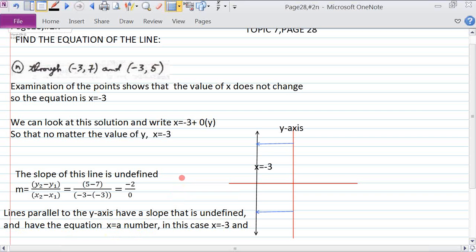In other words, if a line has a slope that's undefined, it's parallel to the y-axis, and the equation of the line is x equals a number. In this case, x equals minus 3. Supposing the line was over here, then it might be x equals plus 3. This is very similar to the previous problem, and you should know the difference between lines parallel to the x-axis, which have a slope of 0, and lines parallel to the y-axis, which have a slope that is undefined.